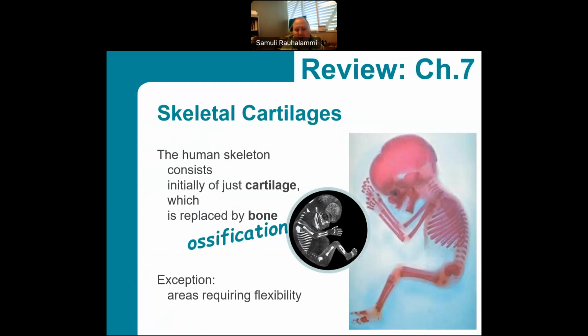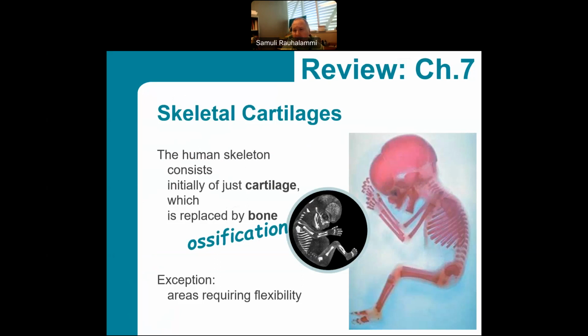But without further ado, let's have a look at a little bit of the skeletal system. What's interesting, I think, is that the human skeleton and bone really start as cartilage, and during the process of ossification, that cartilage is during early development replaced by bone tissue. There are some areas that still remain cartilaginous where we require a significant amount of flexibility.